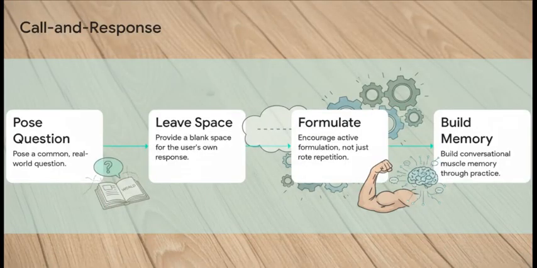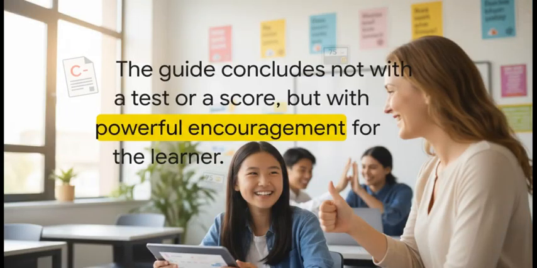First, the guide poses a common, real-world question. Then, and this is so important, it provides that blank space. This forces the learner to actively think and formulate their own answer, not just repeat something they memorized. Over time, this process builds what you could call conversational muscle memory. And after all this practice, after all the questions and the blank spaces, the guide doesn't end with the grade. It doesn't give you a test.